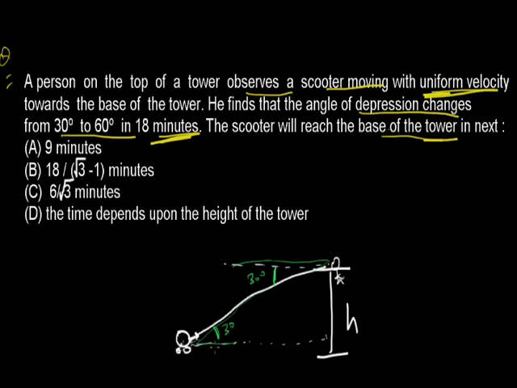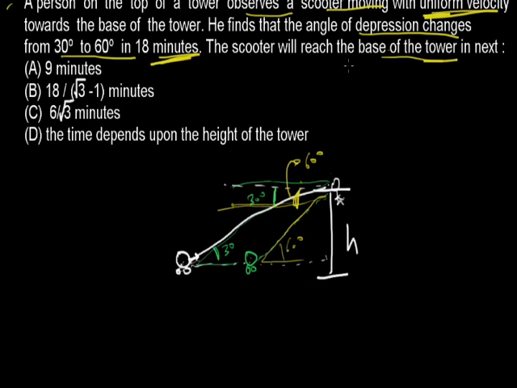After 18 minutes, obviously the scooter is moving with uniform velocity. Now when the scooter arrives here, the angle of depression changes to 60 degree. This angle is 60 degree. So I can say this angle is 60 degree. The problem is we have to calculate the time in which it will reach the base.